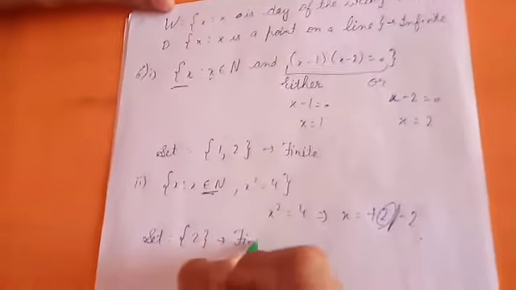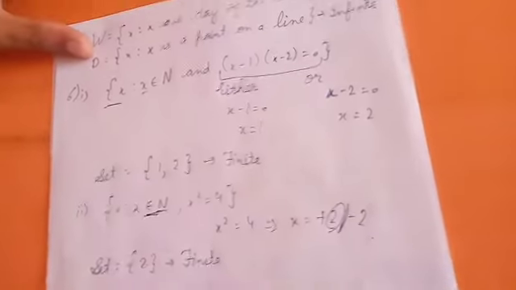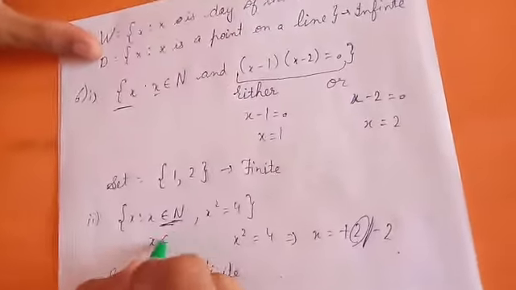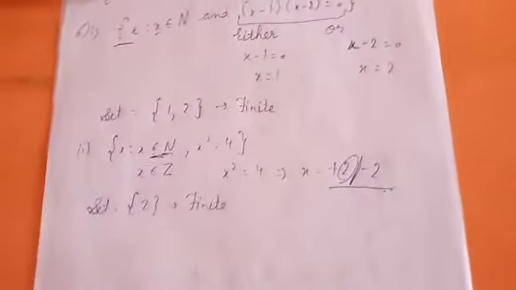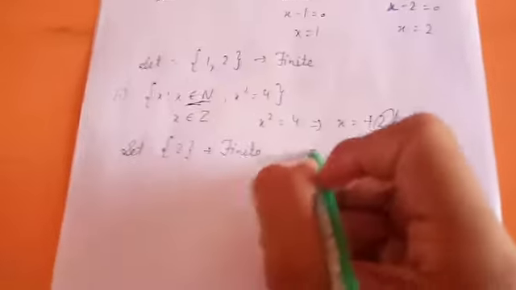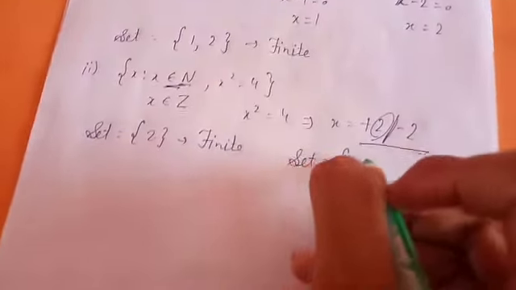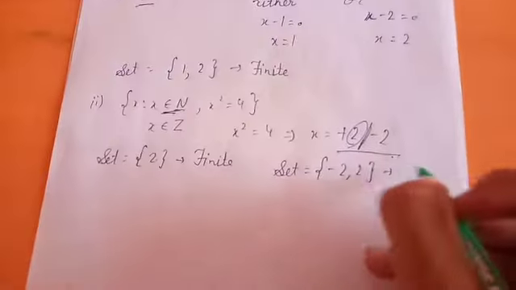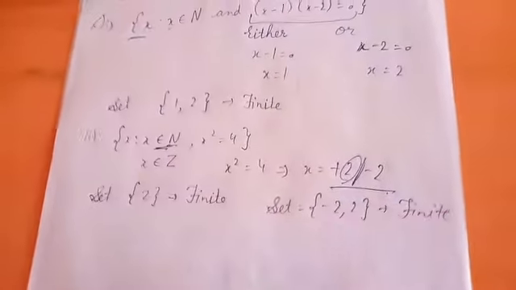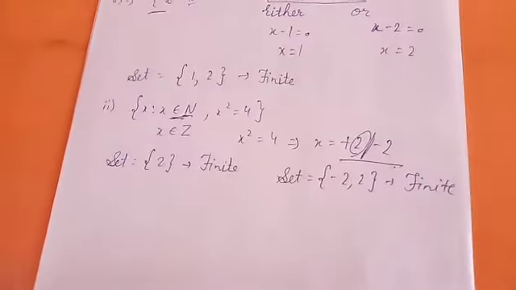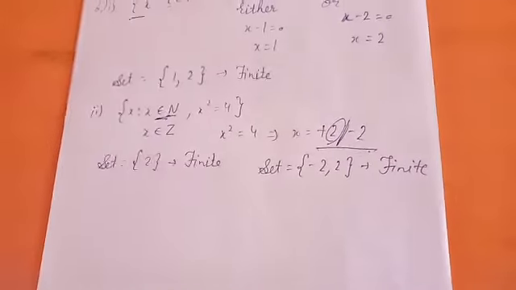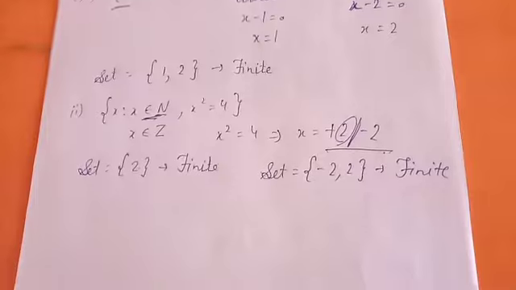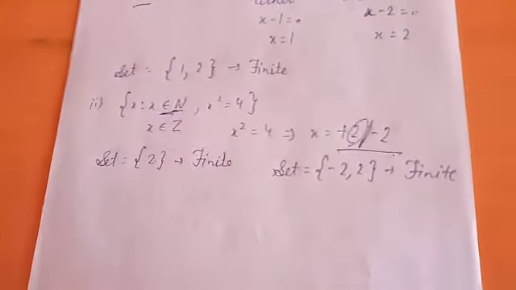So it is finite. Okay, now suppose in place of N they have given Z, that x belongs to Z. Z means integers. So both are integers. So what would be our set? Our set would be {minus 2, 2}. Still it is finite because now it consists only two terms. Okay, like this you can check other parts also, they are very easy. Now the last topic of our exercise.